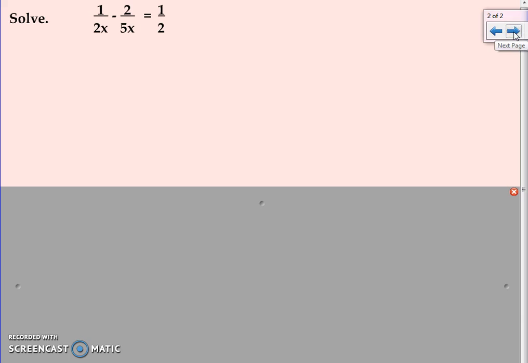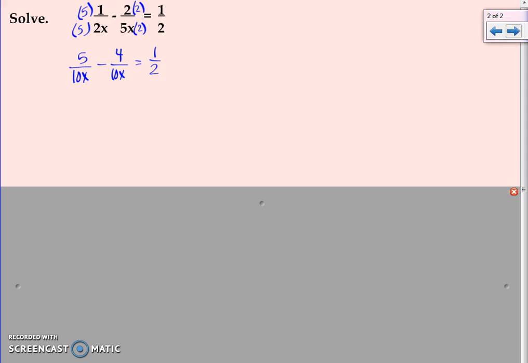All right, so this one right here, we don't have fraction equals fraction. We've got two fractions on the left that we need to combine. So we need to make sure that we have a common denominator when we add and subtract. So looking at 2x and 5x, what does this one need that this one has? Yeah, just the 5. Remember, we multiply top and bottom by whatever is missing. And this one needs what? Okay, so let's just rewrite it. We've got 5 over 10x minus 4 over 10x equals 1/2.